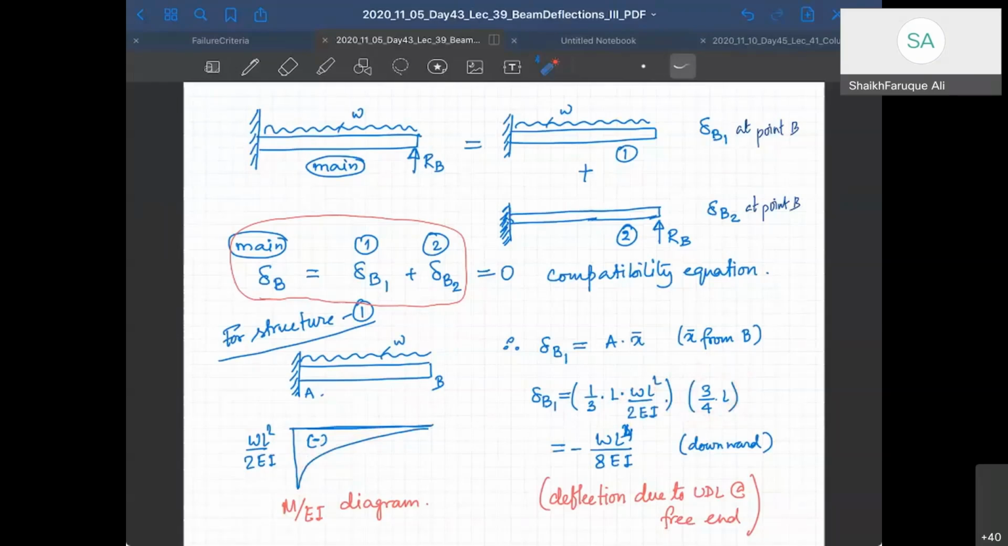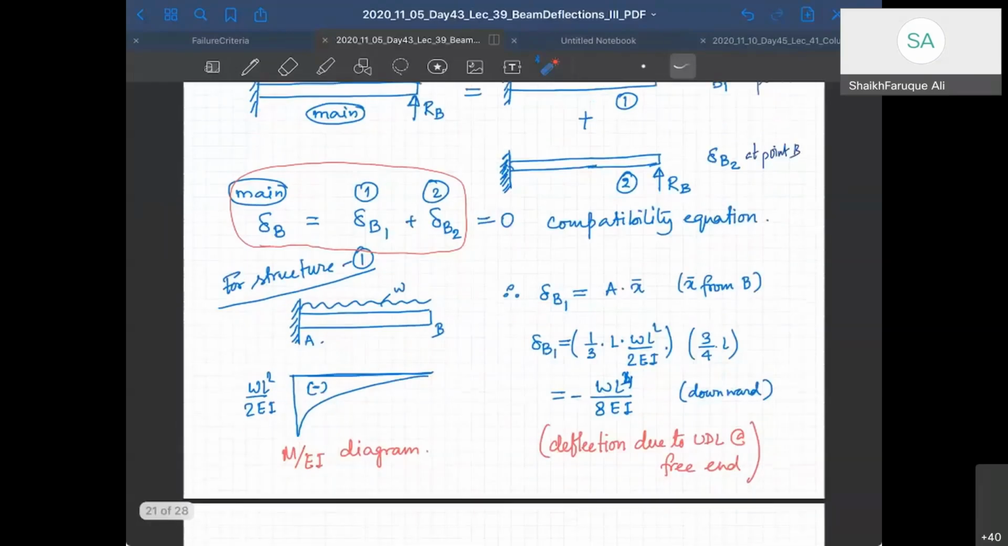Moment arm. So the moment should be calculated from point B, and it's going to be somewhere here, so 3/4 L. This becomes your delta B1. You can use Castigliano's theorem also, and you will get the same value. Okay, so this is the deflection due to UDL at the free end.